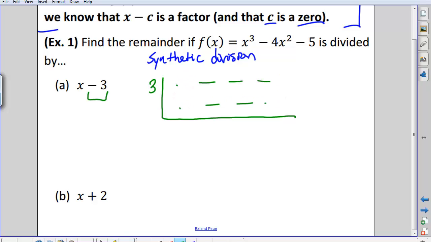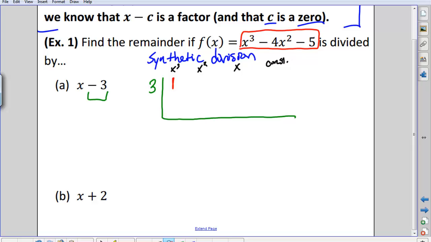You want to leave enough space for about 2 rows of numbers here. The next thing I'm going to do is put the coefficients of this polynomial on this top row, starting with the highest power of x and stepping down. So this is going to be a 1x cubed. My next column is going to be my x squared, and then my x, and then my constant.